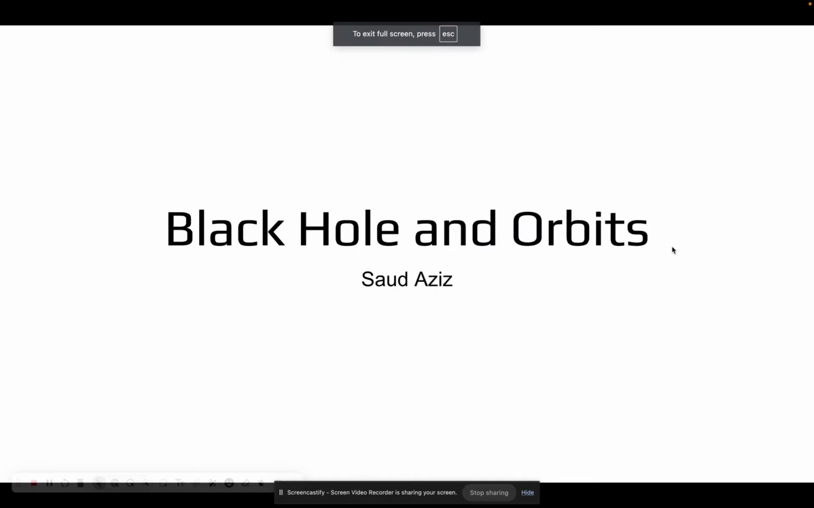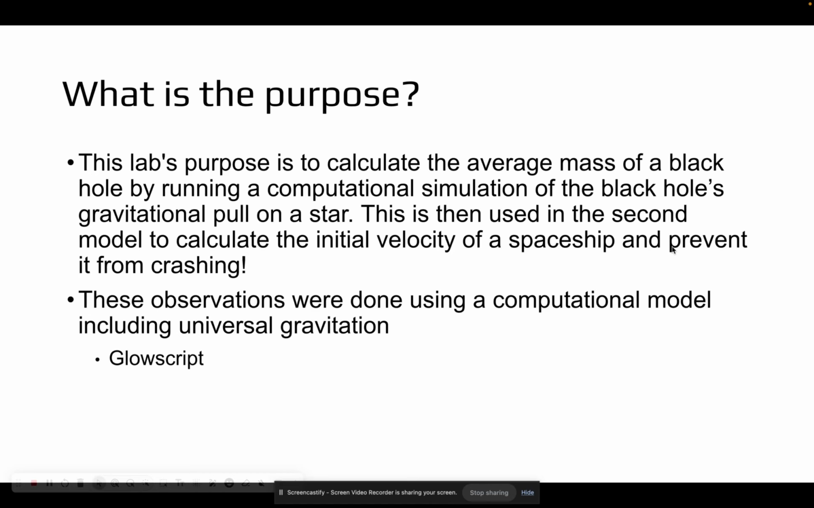Hey, welcome to Lab 3, Black Hole and Orbits. So what is the purpose of this lab? This lab's purpose is to calculate the average mass of a black hole by running a computational simulation of the black hole's gravitational pull on a star.